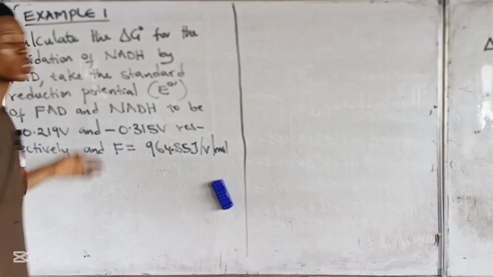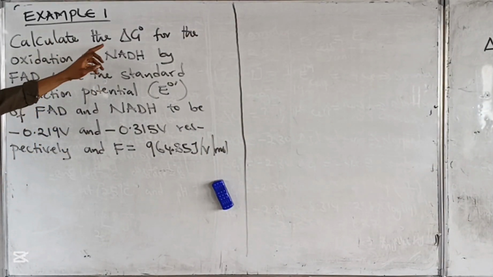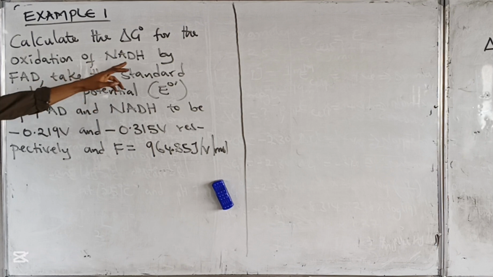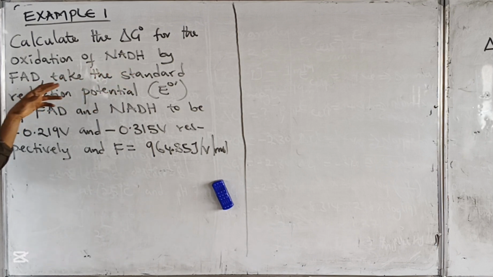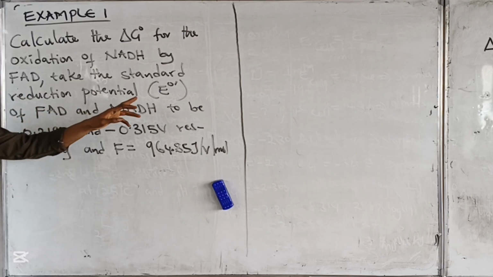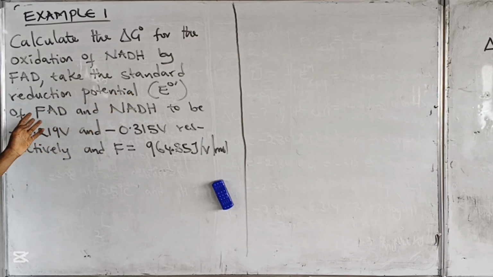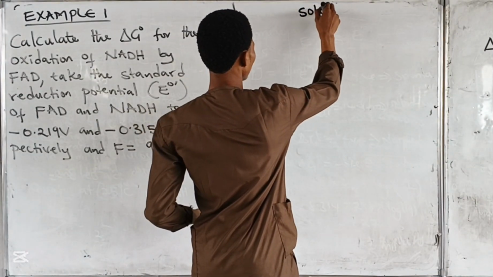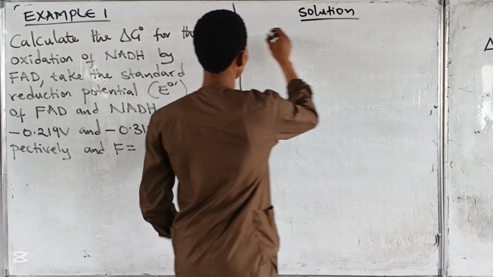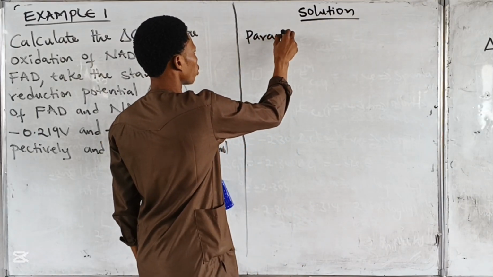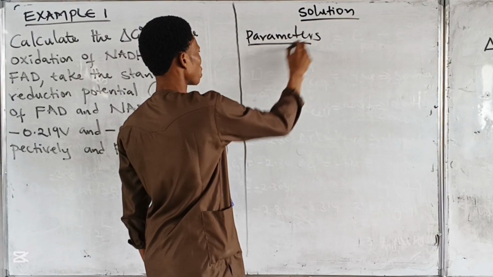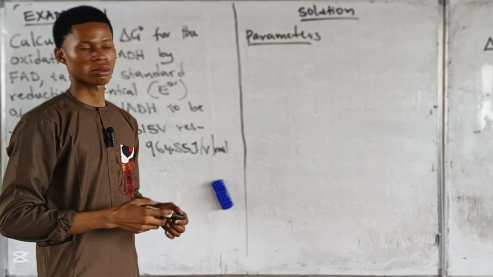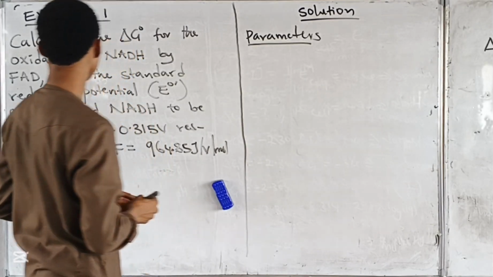Now the question, let's look at example 1. Calculate the delta G naught for the oxidation of NADH by FAD. Take the standard reduction potential E naught of FAD and NADH to be this and this respectively, and F to be this. Now I've said before that anytime you are answering a question like this, the first thing you have to do is to write your parameters.